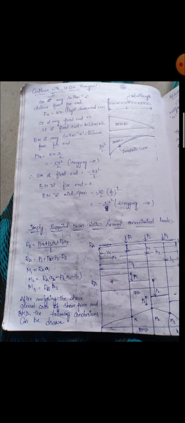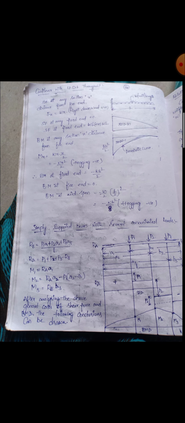So for reactions RA, so for calculating the reactions equilibrium equations are used. So equilibrium equations is upward forces equal to downward forces. So upward forces is RA plus RB equal to P1 plus P2 plus P3.